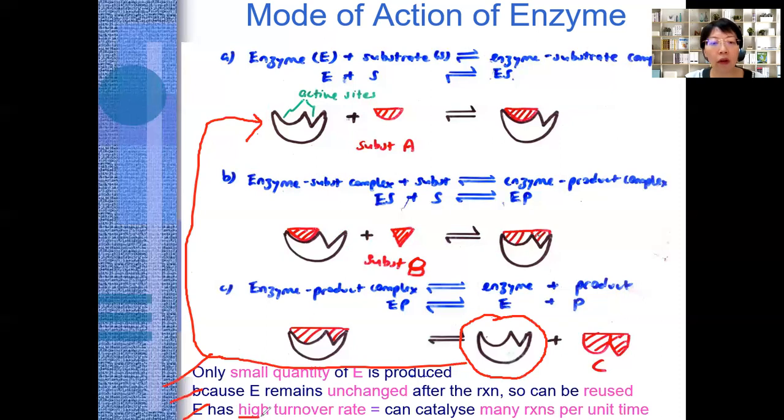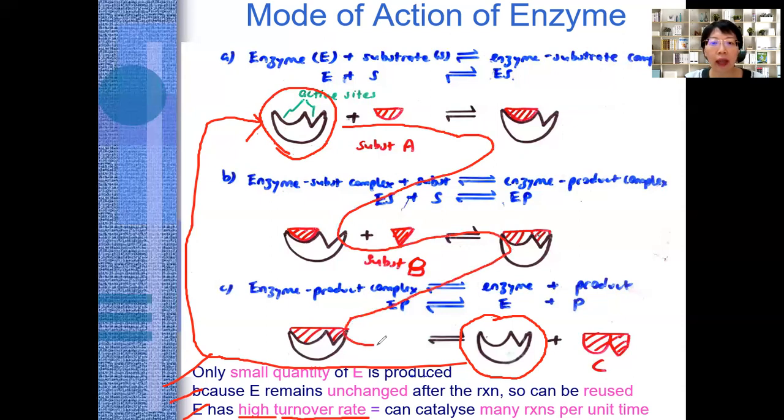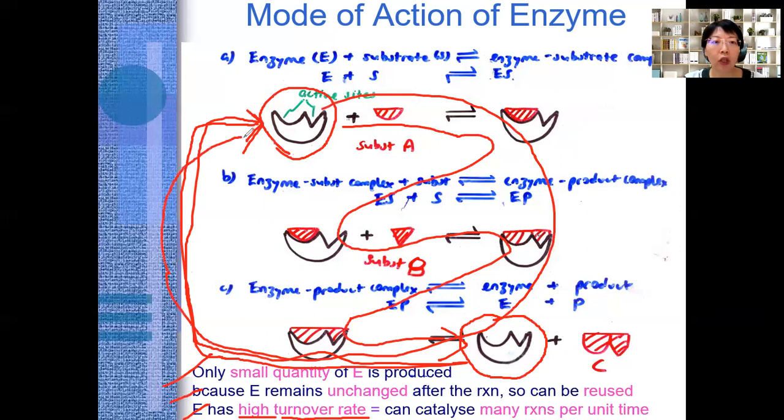Enzyme has a high turnover rate. What do you mean by turnover rate? Turnover means you start with the enzyme, right? And then it catalyzes a series of reactions. And then you get back your enzyme. And then you can turn it back and use it again. So turnover rate means how fast you can use it again and again. How fast you can turn it over depends on how fast it can catalyze the reaction, right? How fast it can convert substrate to product.